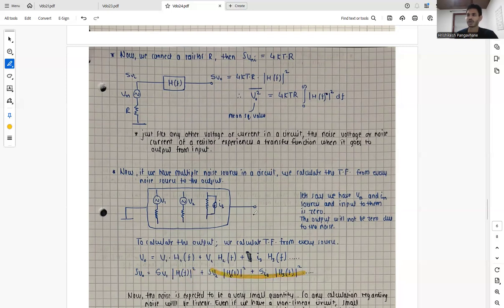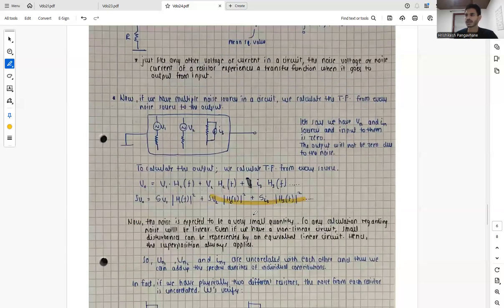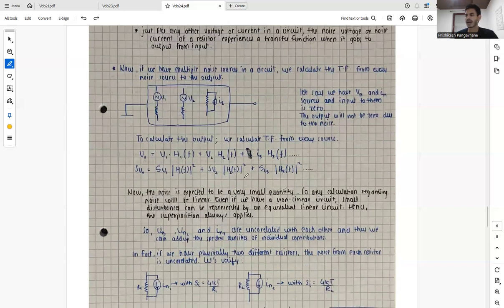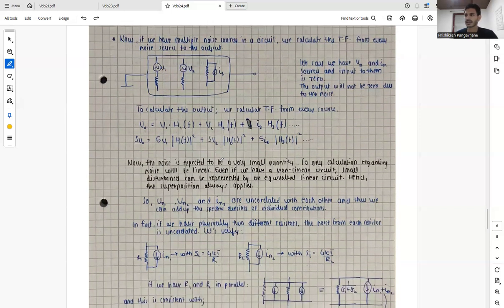and so on. So now this noise is expected to be a very small quantity. So any calculation regarding noise will be linear even if we have a non-linear circuit, and small disturbances can be represented by an equivalent linear circuit. Hence the superposition always applies, and using superposition we can solve this equation. So Vn1, Vn2 and In3 are uncorrelated with each other, and thus we can add up the spectral densities of individual contributions. And in fact, we have physically two different resistors.